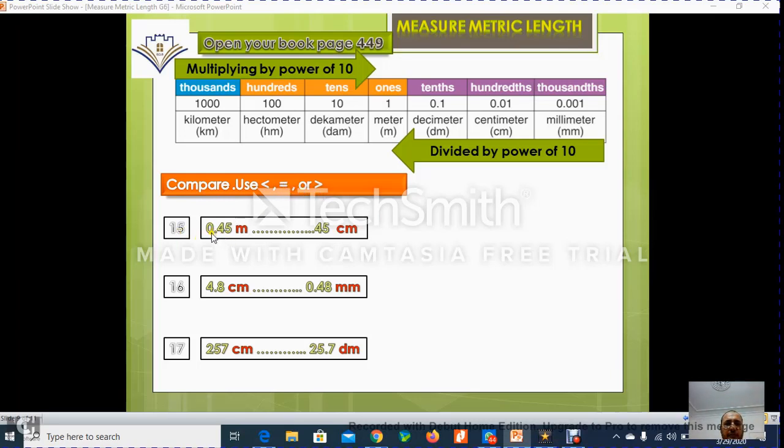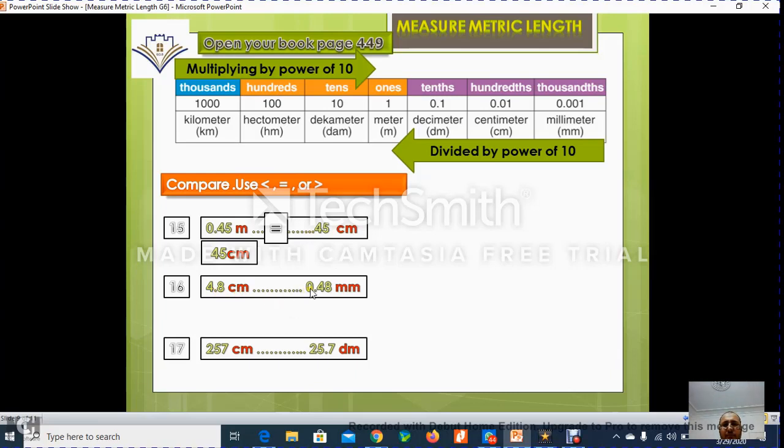Question number 15. 0.45 meter dots 45 centimeter. We need to convert from the large unit to the smaller unit. The large unit is meter. We need to rename it to the smaller unit, from meter to centimeter. Multiply, yes, from large. Multiply by 100. Then move the decimal point 1, 2. The answer is 45 centimeter. Then both of them are equal. The right hand side equals the left hand side.